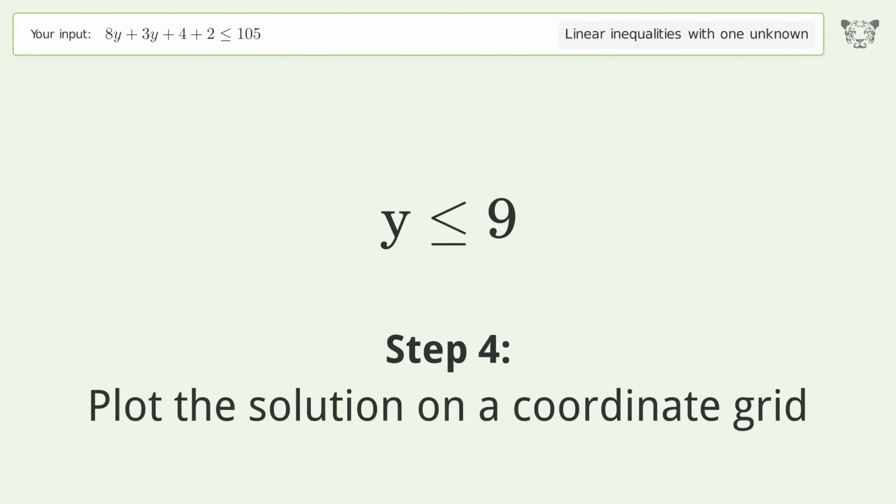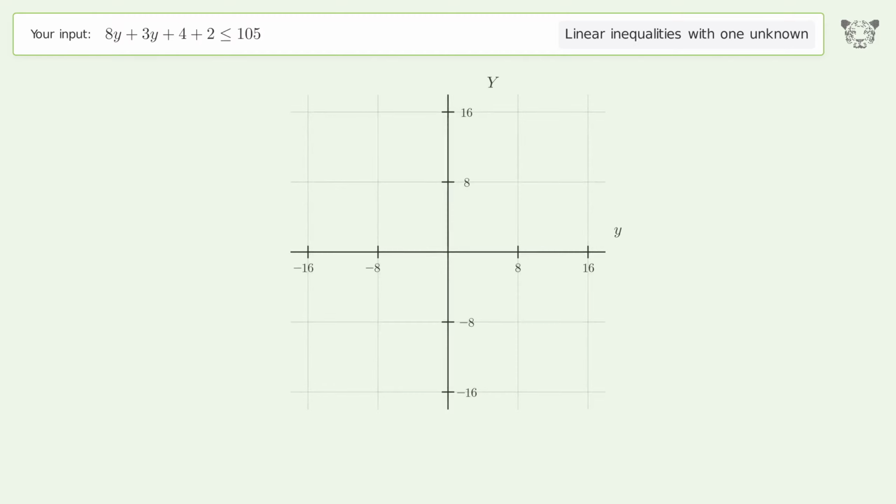Plot the solution on a coordinate grid. And so the final result is y ≤ 9.